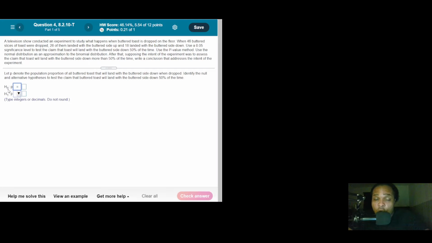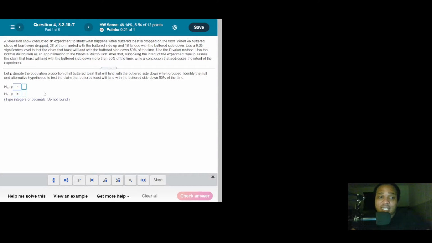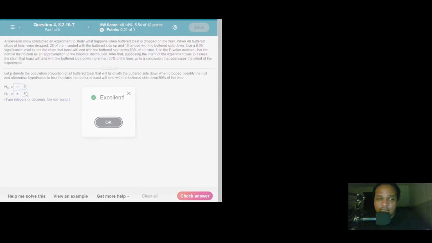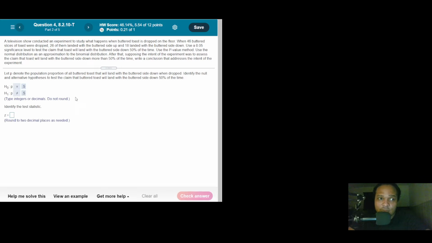The H0 is always tied to a regular equal sign. They never said less than or greater than. I'm going to choose a two-tailed test for does not equal to. The claim number says 50% of the time, so we're going to choose 0.5 for here and 0.5 for there. Let's see what happens. Excellent, good. I'm glad we're getting them right so far.